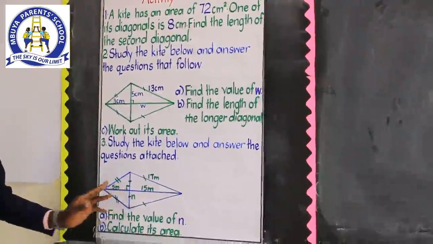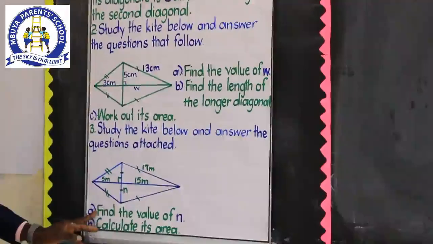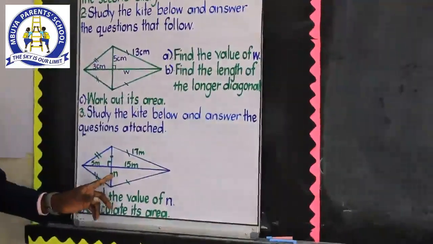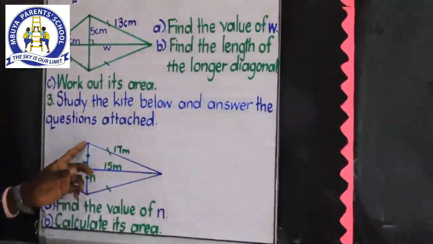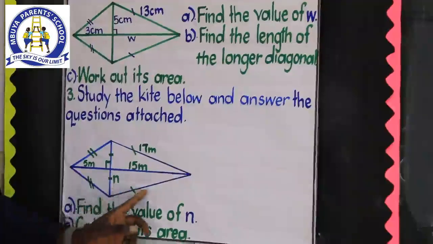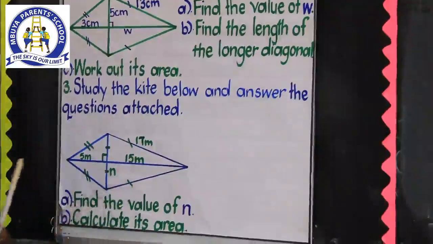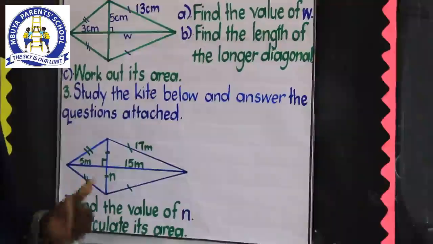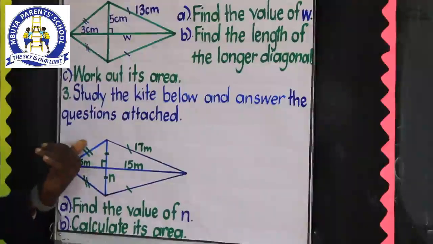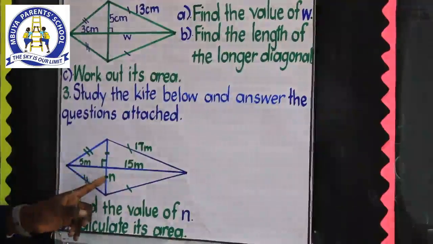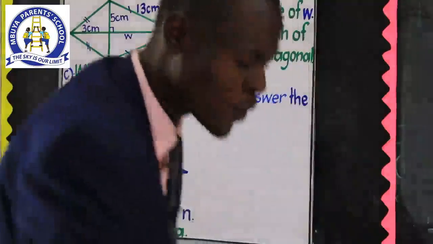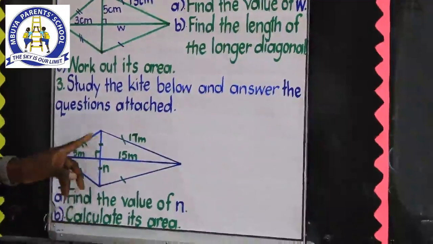This is the kite we've been given, and in part A of the question, they want us to find the value of n. We have this side here, 17 meters, which is equal to this other slanting side, 17 meters. You lose nothing if you write them there. According to this figure, this side is equal to this side, and this n is equal to this. So if this is n, you lose no mark. Class, I beg, you lose no mark if you write this n that way.